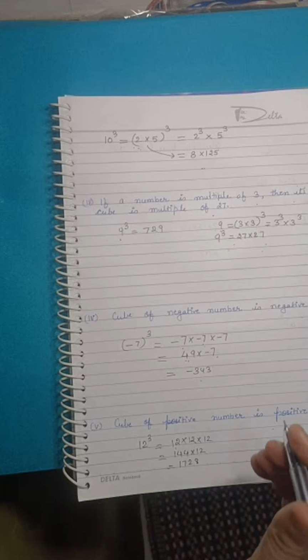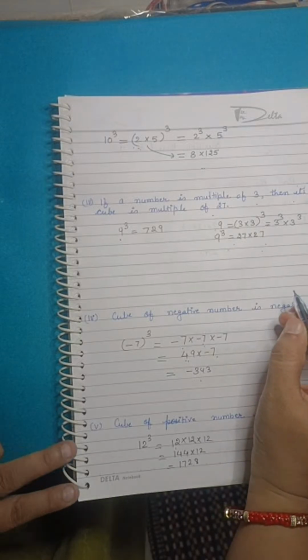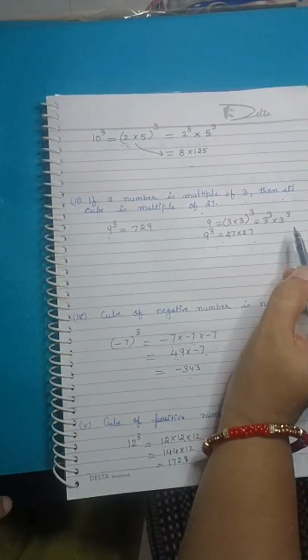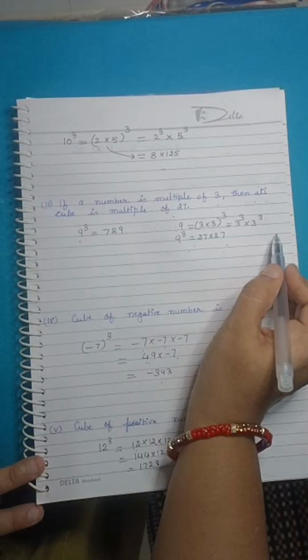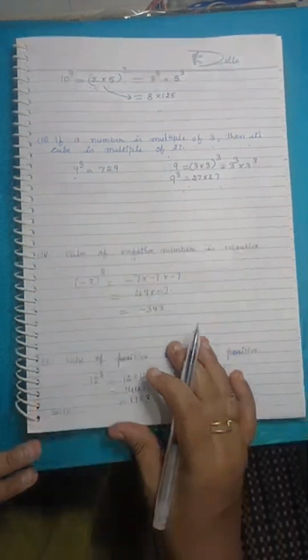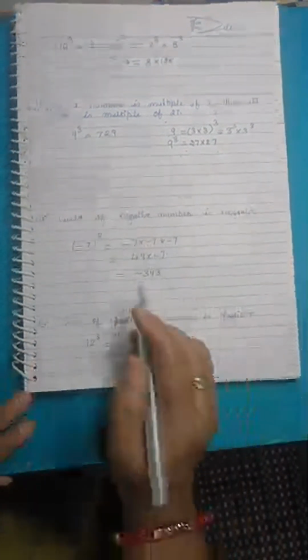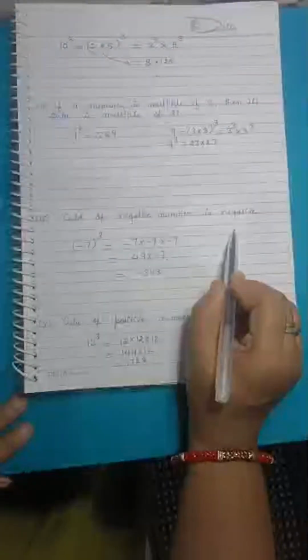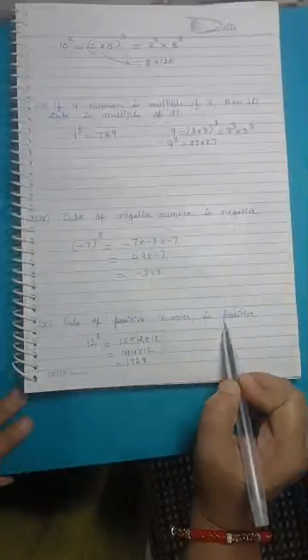So in this way, you can use this property: if you have taken a multiple of 3, its cube will be a multiple of 27. Now the next very important property is that the cube of any negative number is negative, and the cube of a positive number is positive.